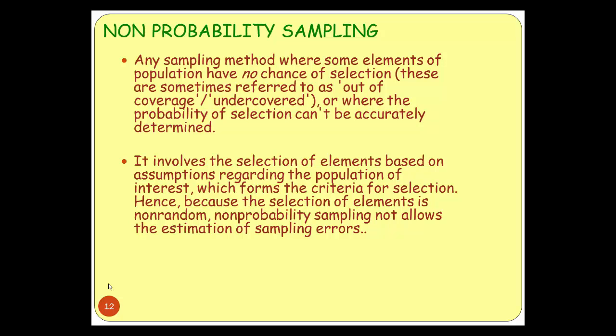In non-probability samples, it's where some elements have no chance of being selected. It also involves the selection of elements based on assumptions regarding the population of interest, which forms the criteria for selection. For example, if we visit every household on a given street and interview the first person to answer the door, in any household with more than one occupant, this is a non-probability sample because some people are more likely to answer the door. That is, those who are unemployed, perhaps mothers at home taking care of kids, etc.